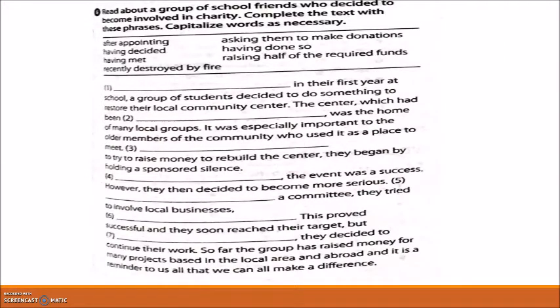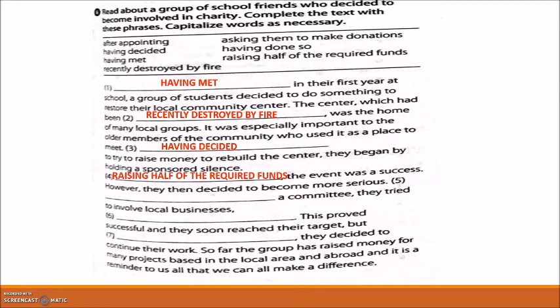So for the next exercise, it says, read about a group of school friends who decided to become involved in charity. Complete the text with these phrases, capitalize words as necessary. For number 1, it says, having met in their first year at school, a group of students decided to do something to restore their local community center. The center, which had been recently destroyed by fire, was the home of many local groups. It was especially important to the other members of the community who used it as a place to meet. Having decided to try to raise money to rebuild the center, they began by holding a sponsored silence.